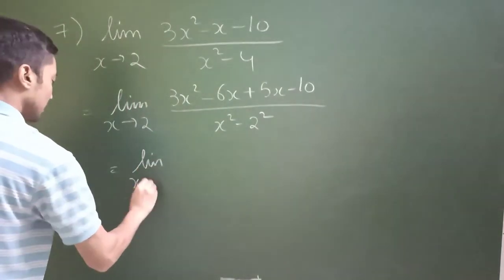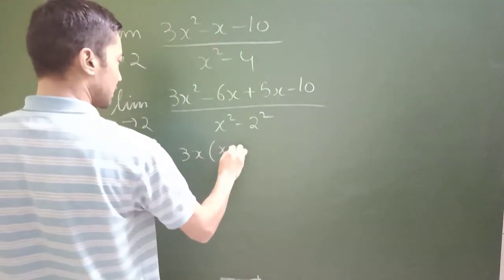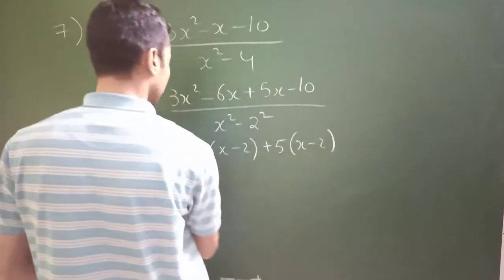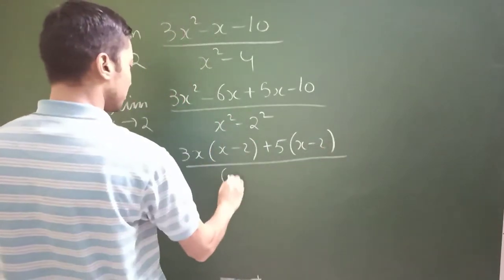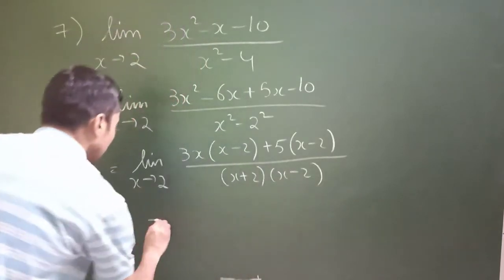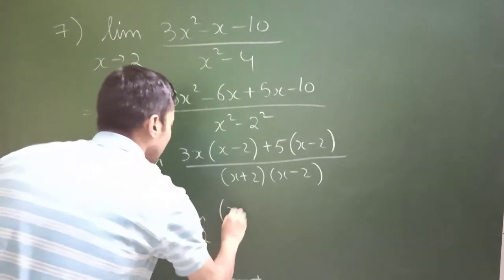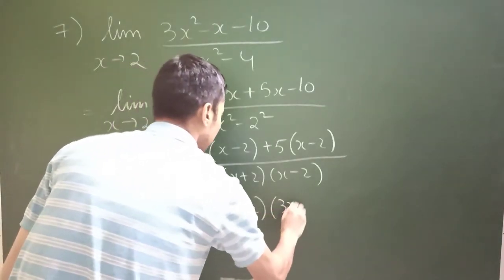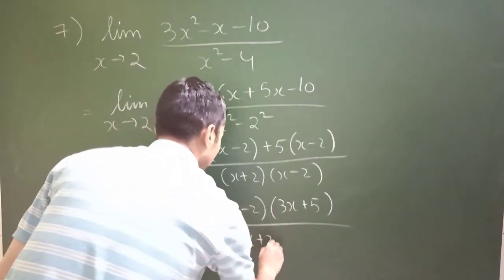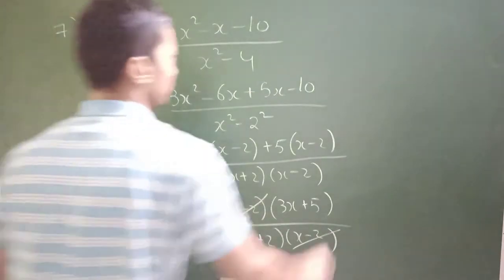So the limiting value as x tends to 2, I can take 3 common, so that's x minus 2. From here 5 I can take common, x minus 2. All divided by a squared minus b squared, so that's (x plus 2)(x minus 2). So limit for x tends to 2, (x minus 2)(3x plus 5) divided by (x plus 2)(x minus 2).